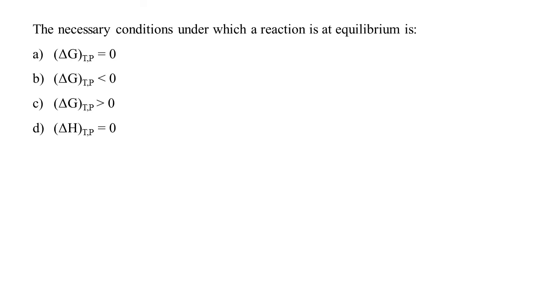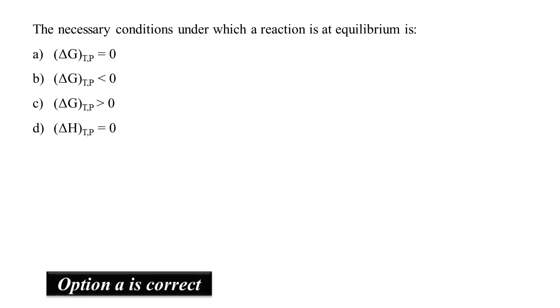The necessary condition under which a reaction is at equilibrium: as we know, any reaction at equilibrium has a delta G value of 0. Initially, a typical reaction with a negative delta G value starts and keeps running spontaneously until it achieves equilibrium, where the delta G value goes to 0. So in the present case, option A has to be the correct answer.